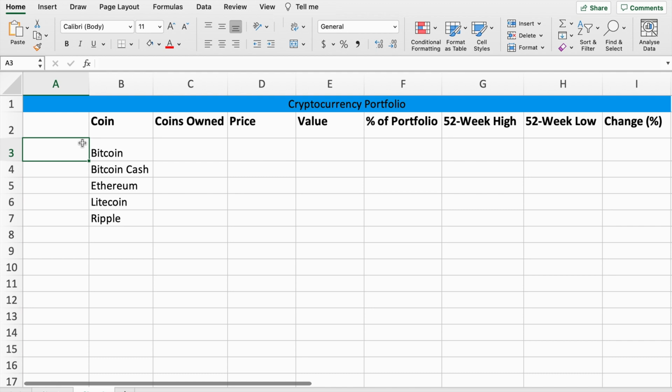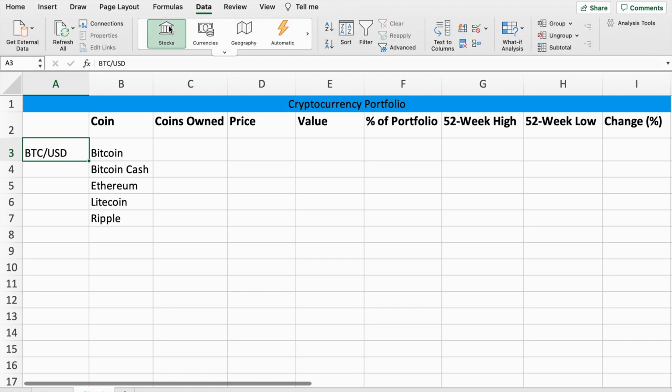Okay, so what we're going to do, and this is a little bit different from how we pull data on stocks that I've talked about in other videos, we're going to type the cryptocurrency code, so for Bitcoin that is BTC, and then we're going to put a slash, and then whatever currency you feel most comfortable with. So I'm just going to use US dollars here. And what we're going to do is press on data and then stocks, not currencies, stocks. Then we'll get the cryptocurrency and the normal currency that it's compared to. We can do this for all sorts of currencies.